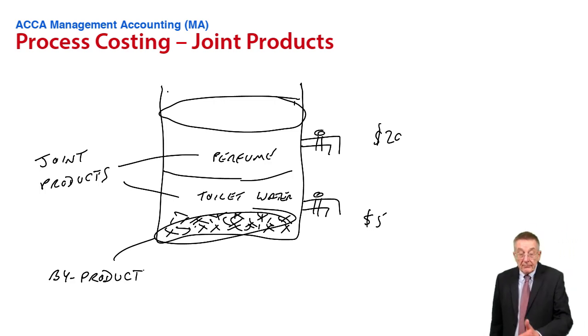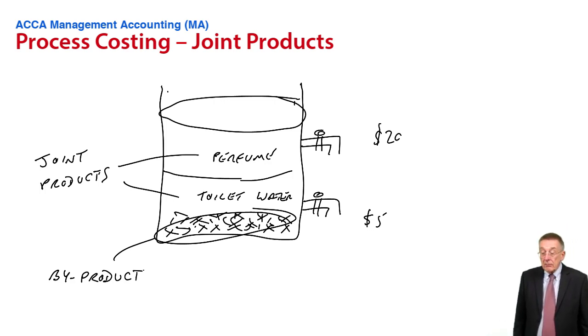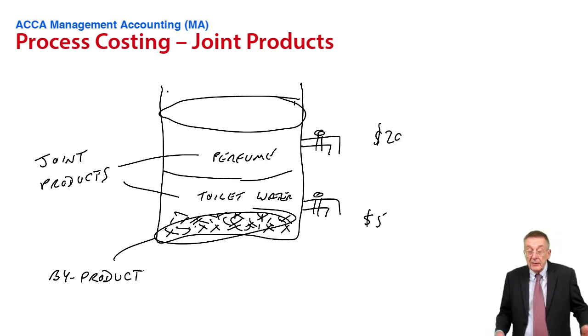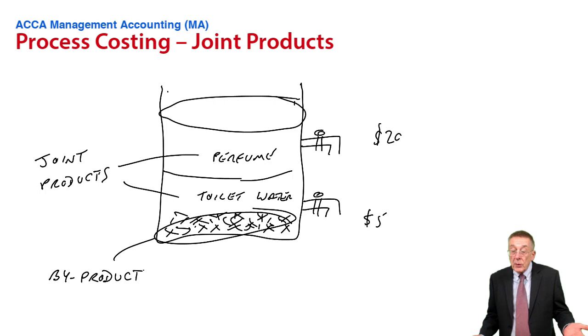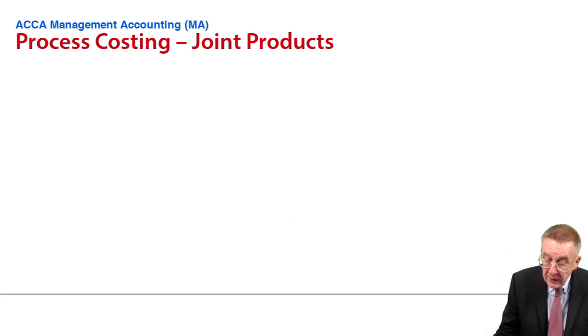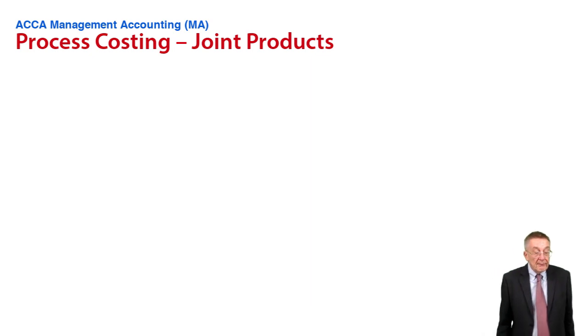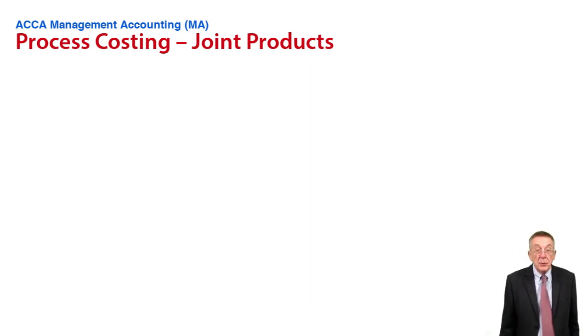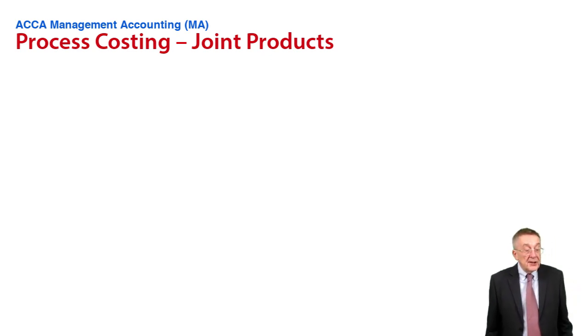Well, our job, in my little example, would be to get a cost per litre or per bottle of perfume and of toilet water. And the question is, how are we going to do it? Well, there are two standard approaches we could take. And let me show you. Can you turn, please, to example 1, which is an example of what we call the physical units basis. So have a look. During August, the following costs were incurred in a process.